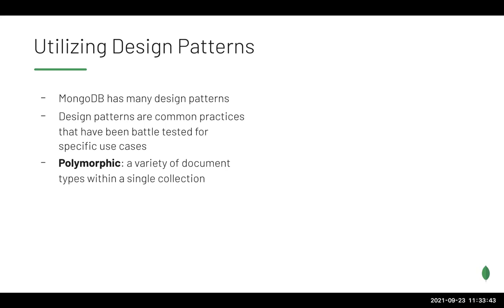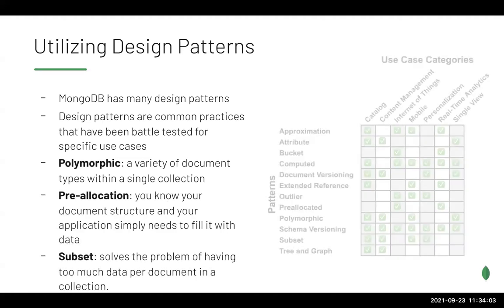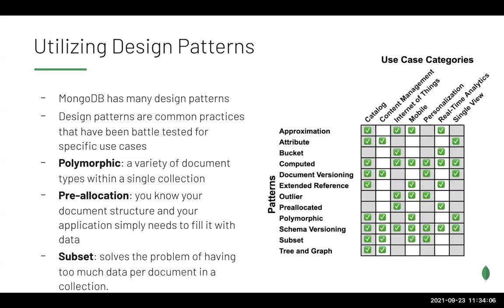And MongoDB has many different design patterns that allow you to get the most out of the document data model. These design patterns are common practices that have been battle tested for many different specific use cases. All of the patterns have a unique name. And I'll talk about 3 in specific, but I do have this chart on the right-hand side that talks about more of the patterns. But for example, one of the patterns is the polymorphic pattern, where a variety of different document types reside within a single collection. So we have a whole set of documentation on how to handle that use case.